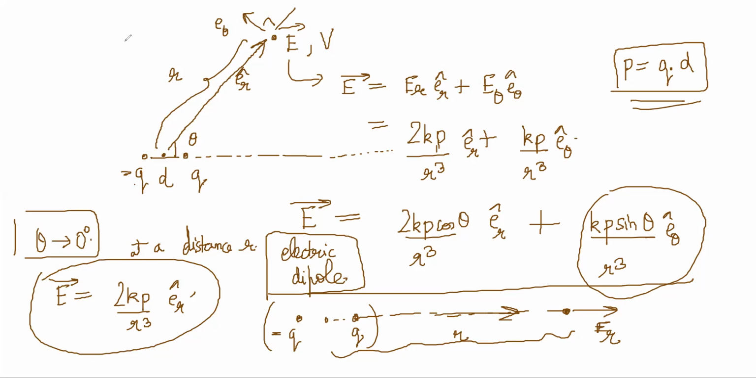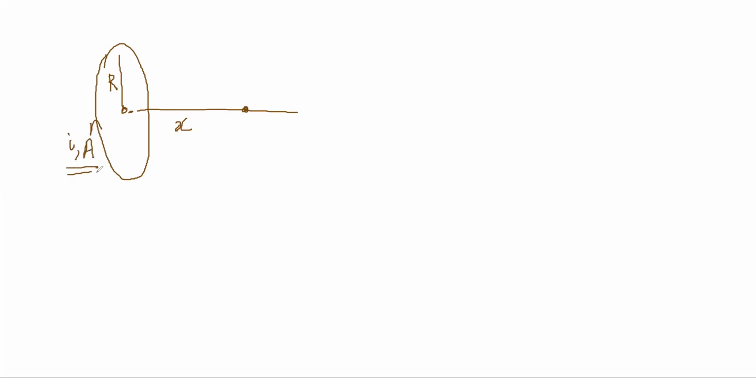Now, the reason we have defined a magnetic dipole is because yesterday we derived the field at an axial point of a current loop. We said this distance was x, suppose, and this radius was capital R, with current I and area A, and so on. Area A is equal to pi R square, basically.